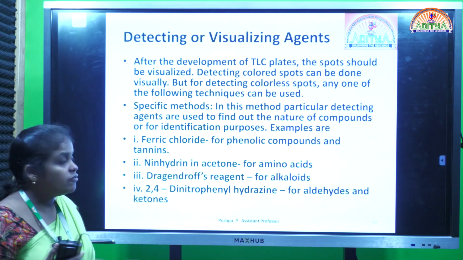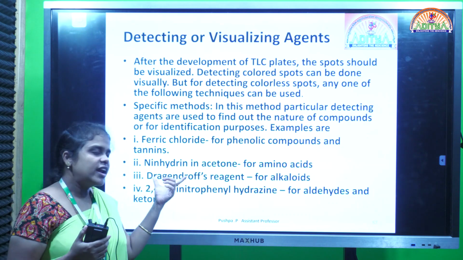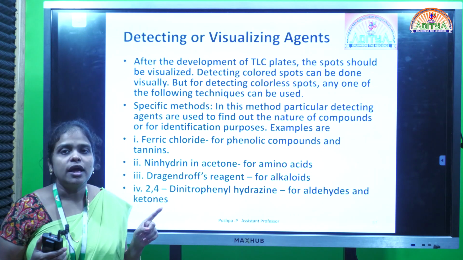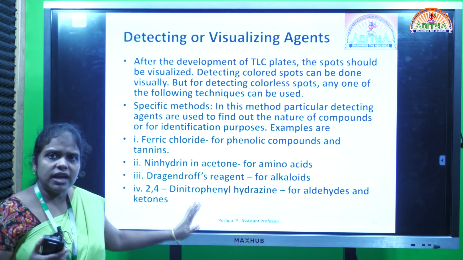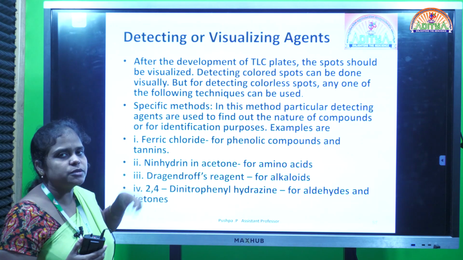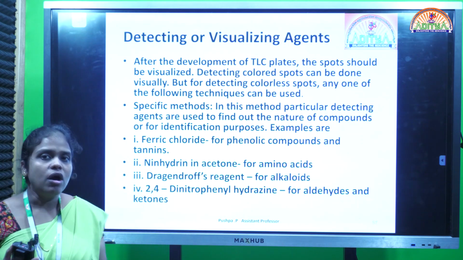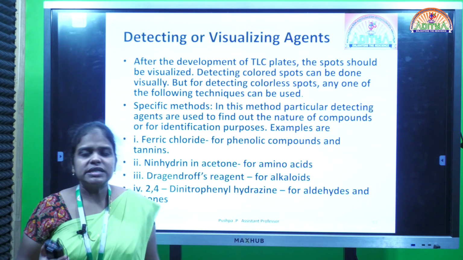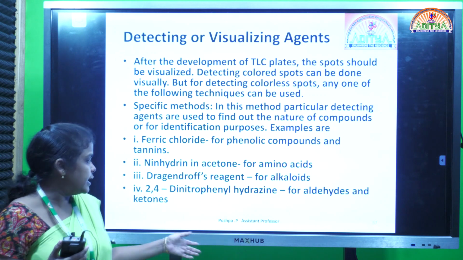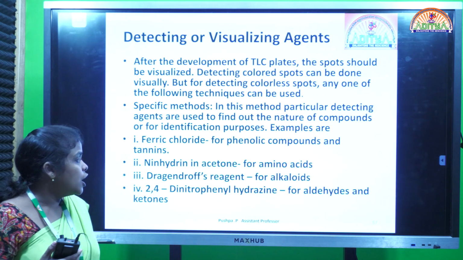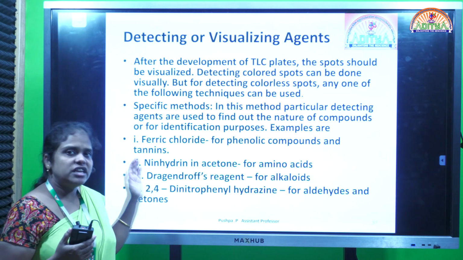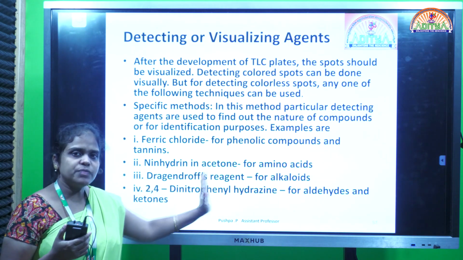The next example: if you want to detect amino acids, we can use ninhydrin reagent in acetone solution for proper detection. Only for those compounds can we use this detecting agent. That's why these are specific methods. And another one, you already know, for alkaloids the best detection method is using Dragendorff's reagent. Also for aldehydes and ketones we can use 2,4-dinitrophenylhydrazine. These are specific methods because these specific reagents are only used for specific compounds.